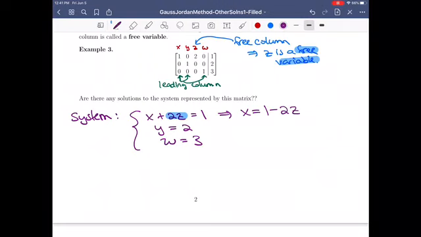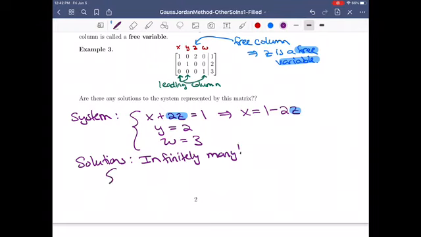But if I know z, then I know what x is because I just plug in z. So for the solutions, basically z is allowed to be anything. So when we write the solutions, we're going to get infinitely many.